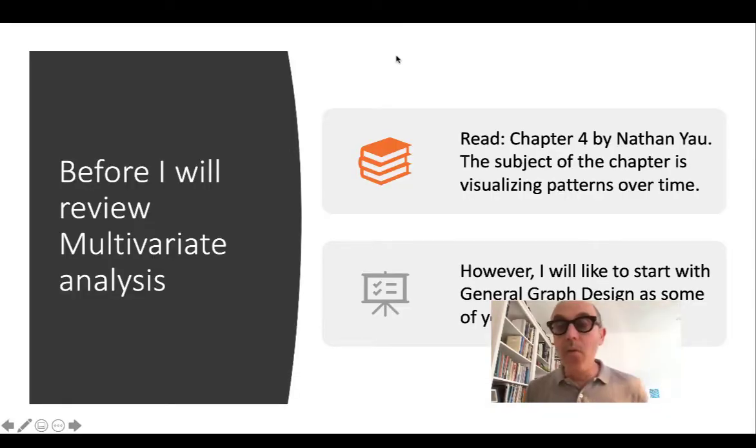Okay, so you're going to read chapter number 4, and this is the subject of visualization patterns over time. And I say over time because time can also be multivariate in itself. And I will start with general graph design, as many of you asked me to do, even though I do that all the time through our textbook.